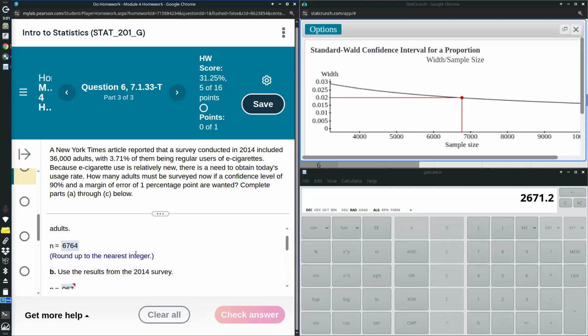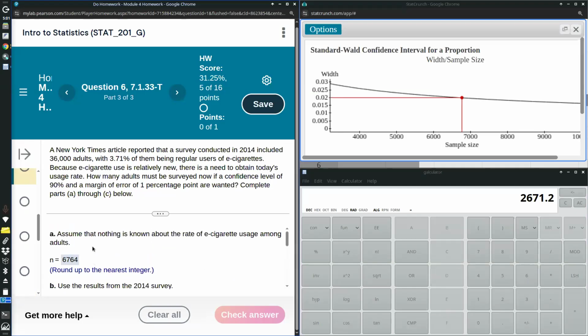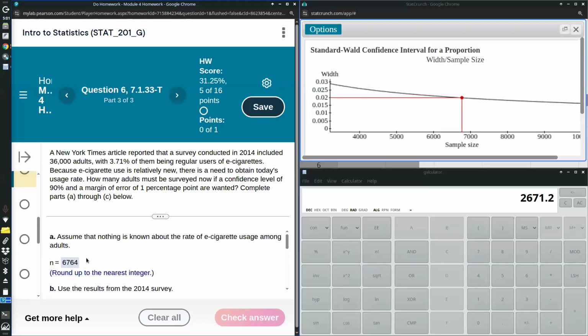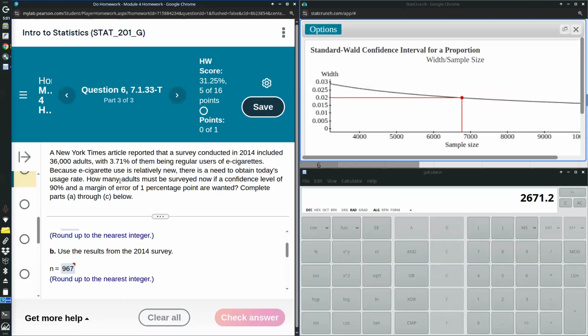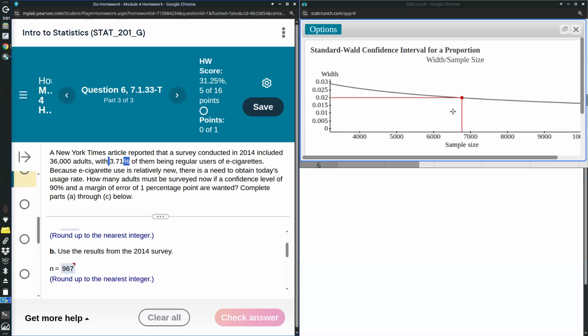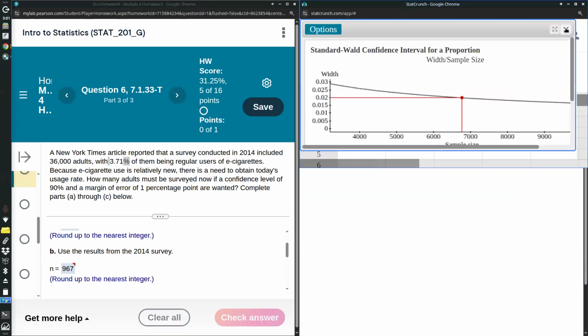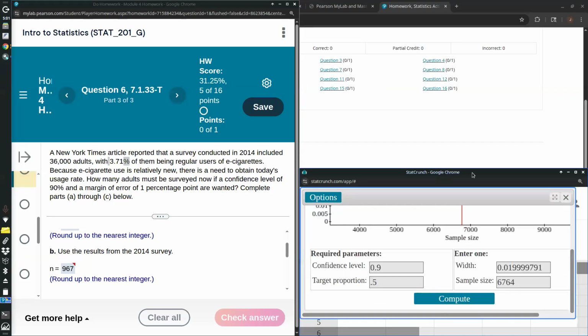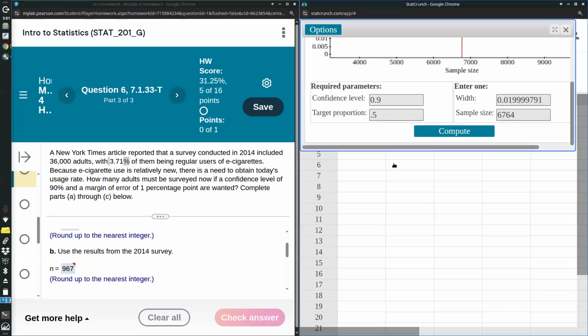Anyway, so let's go through this again. Does the result from the 2014 have much an effect on the sample size? Oh, it's because we were supposed to change the target proportion, I bet. So excuse me. Let's see if we can get 964 real quick, and then we'll go over this again. I'm a little bit shaky on this problem.